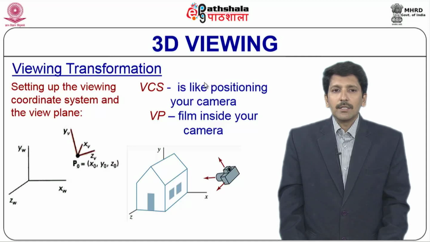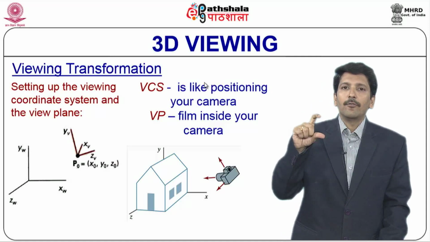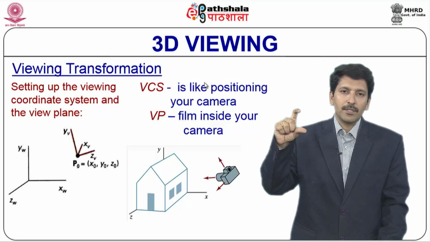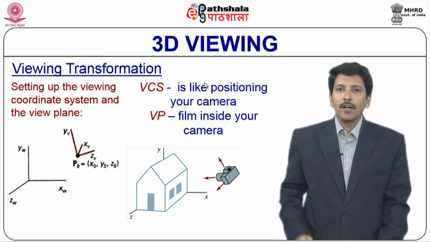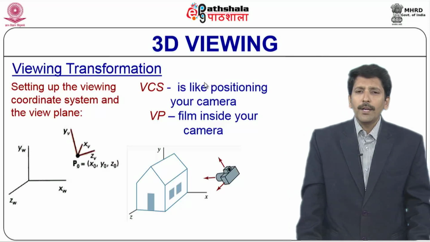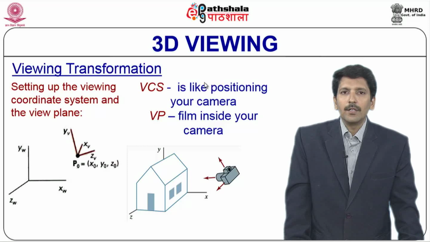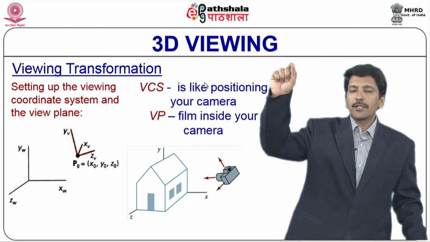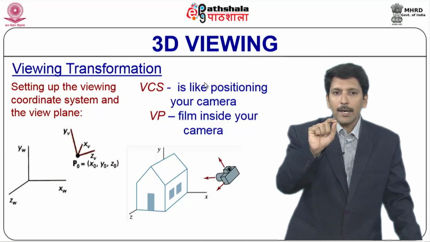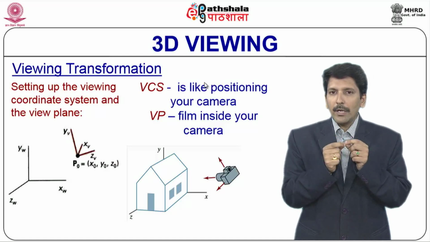So how do we do this? The new coordinate system that is created finally at the end is called the viewing coordinate system. That is the reference position for viewing the world. For this we imagine a position P0 in the 3D world. We imagine a random position in the world coordinate system and identify that as P0, whose coordinates are x0, y0 and z0.